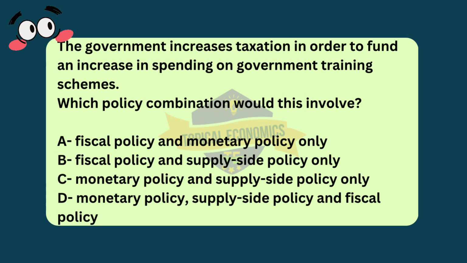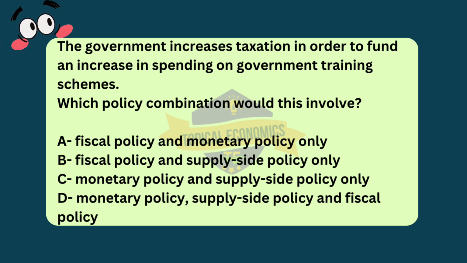Moving to question 13. The government increases taxation in order to fund an increase in spending on government training schemes. Which policy combination would this involve? A. Fiscal policy and monetary policy only. B. Fiscal policy and supply-side policy only. C. Monetary policy and supply-side policy only. D. Monetary policy, supply-side policy, and fiscal policy. Reference, 2019 May-June version 2. The correct answer is option B.